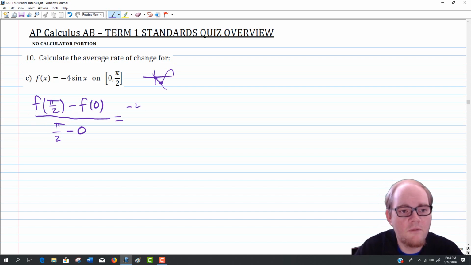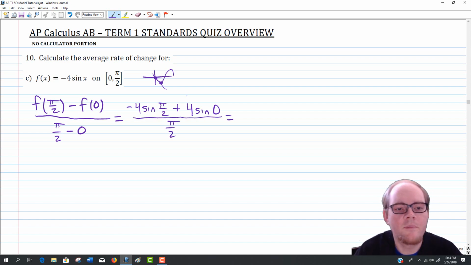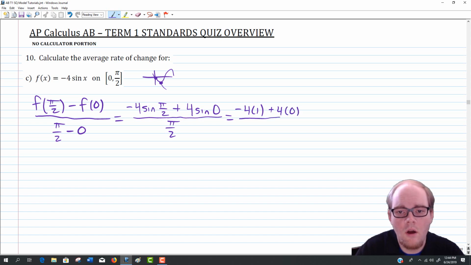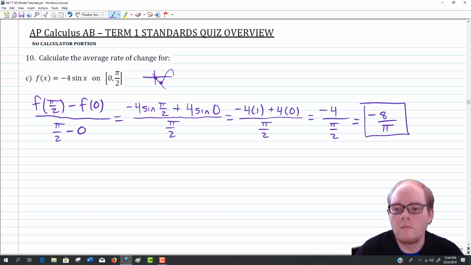So in this case, we're going to have negative 4 sine of pi over 2. We'll evaluate this in a second. Minus a negative 4 sine of 0, all over pi over 2. So this is going to be a little bit crunchier than some of the other ones have. As far as sine of pi over 2 is 1, so we get negative 4 times 1, plus 4 times sine of 0 is 0, all over pi over 2, which means that our slope, our average rate of change, is going to be negative 4 over pi over 2, also known as negative 8 over pi. So there is our average rate of change on the interval from 0 to pi over 2.